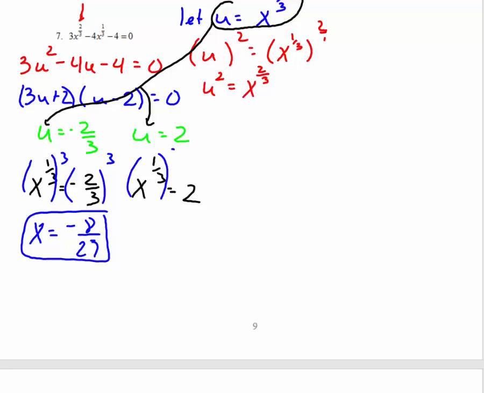On the other equation, I'm going to again take it to the third power. When I take x to the 1/3 raised to the third power, I just get x. And 2 cubed is 2 times 2 times 2, which is 8. We should check these answers, but if you look at the index, it's a 3, which means it's a cube root, so we won't have to worry about any extraneous solutions. So both answers should work: x equaling negative 8 over 27 and positive 8.